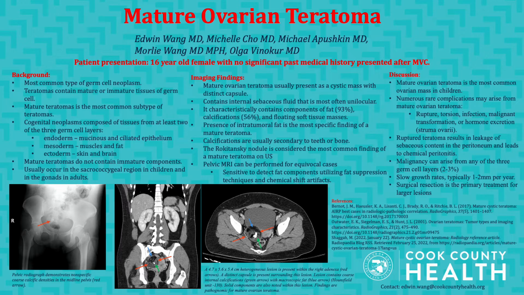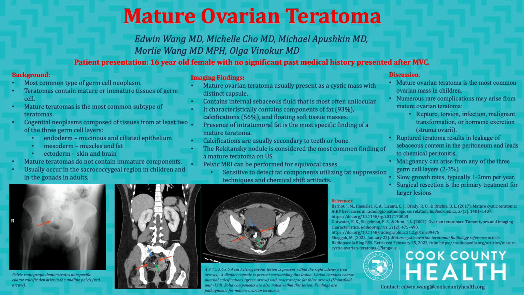There's a distinctive capsule around this lesion. This lesion contains coarse internal calcifications, as seen with the green arrow, and also there is macroscopic fat density within the lesion shown by the blue arrow. So the imaging findings are fairly specific for a mature ovarian teratoma.